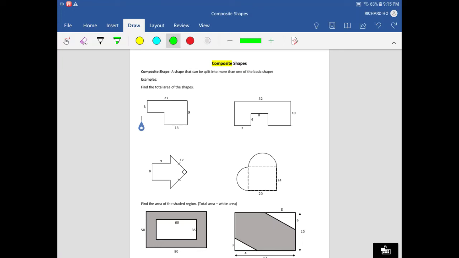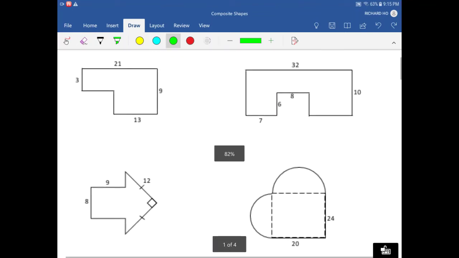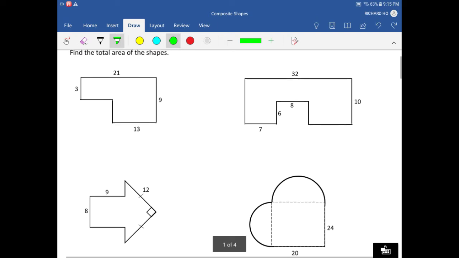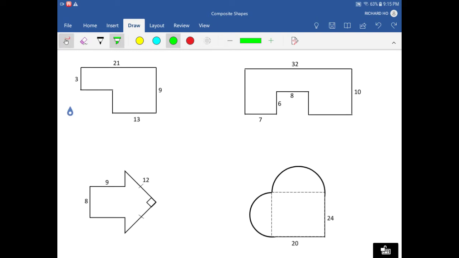Okay, I'm going to run through some examples of composite shapes. So the first thing I want to do with these shapes, I'm going to look at these four here. I want to split them into smaller, more manageable shapes. So here, this Oklahoma looking shape, I'm going to break it up by the panhandle, and then the square-ish shape here. So these are going to be my two easier shapes to deal with.